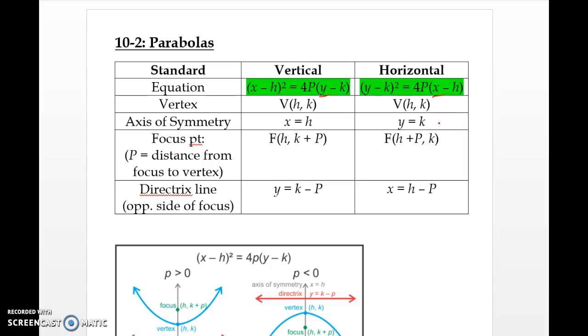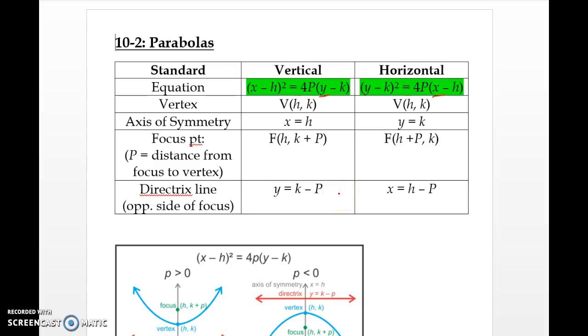Your focus is a point that your graph will bend around, as we'll see in a second. And the equation is we're adding p to the y part if it's vertical and to the x part if it's horizontal. So (h, k plus p) for vertical, and over here (h plus p, k). And we'll talk about what p is in a second, or p is right here in the equation.